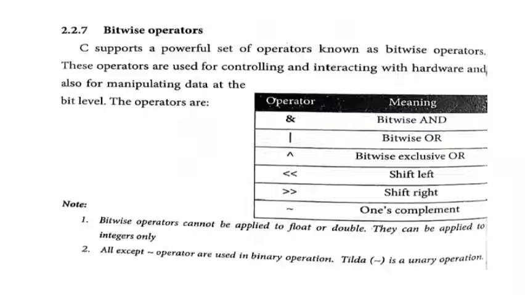The next thing is bitwise operators. C supports a powerful set of operators known as the bitwise operators. These operators are used for controlling and interacting with hardware and also for manipulating data at the bit level. The operators are bitwise AND, bitwise OR, bitwise exclusive OR, shift left, shift right, and the complement operator. These are the kinds of bitwise operators we face in C.